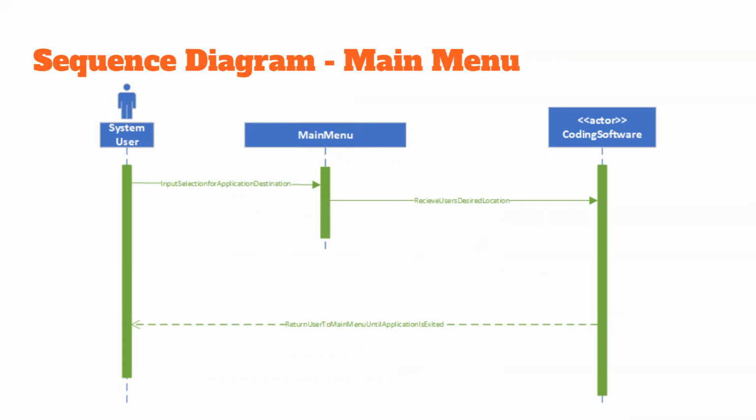So this is the sequence diagram for the main menu. Again, hate to repeat myself, but fairly straightforward as far as how the user interacts with it. User inputs a selection into the main menu, and that takes them to the desired class location so that they can execute that part of the program. And then once that is over, it will return them back to the main menu.